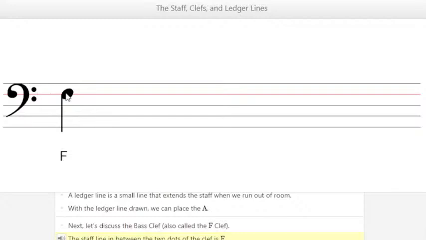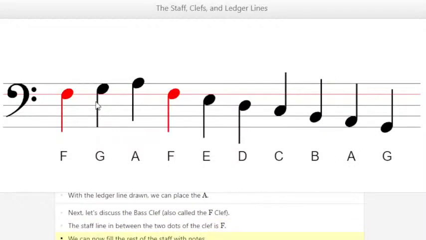Now you can fill the rest of the staff with notes. So if this is F, that means the one above will be G. And if this is F, that means this one down here will be E. So let's take a look at it: F, A. If you go back from F: E, D, C, and just like that when you go back.